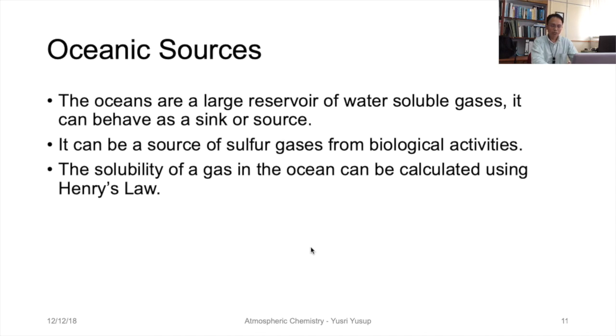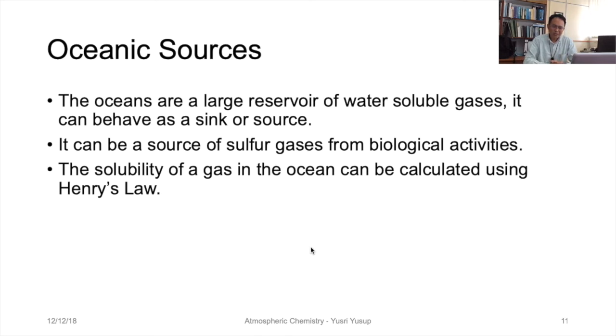Now we go into oceanic sources of tropospheric gas. The oceans are large reservoirs of water-soluble gases. That means that if the gas is able to be dissolved into the oceans, then the ocean can act as a very large reservoir, a very large sink or source, because of the massive scale of the water surface on Earth.